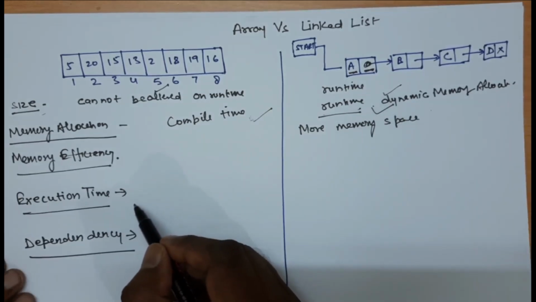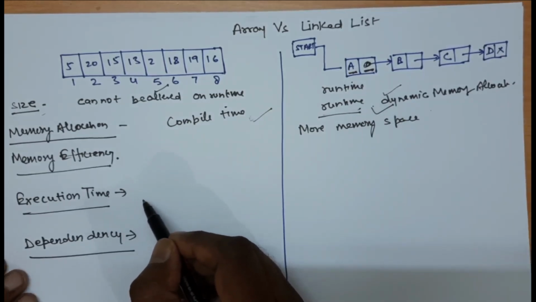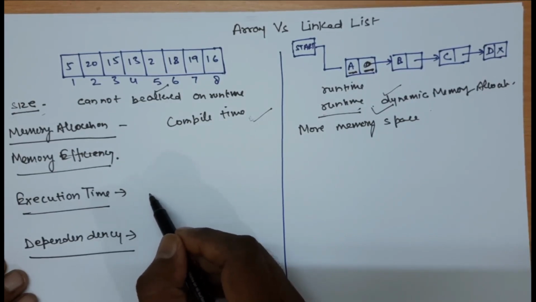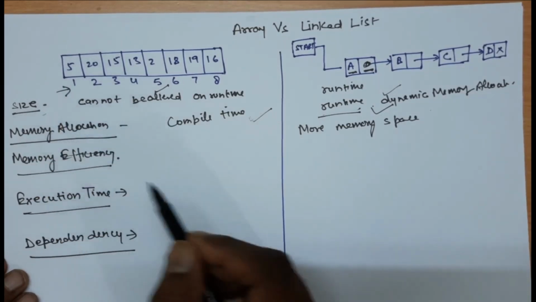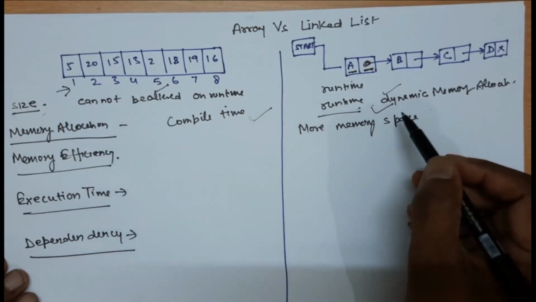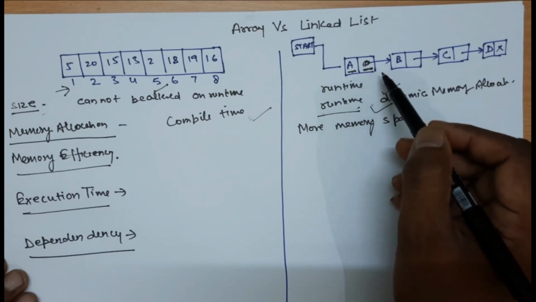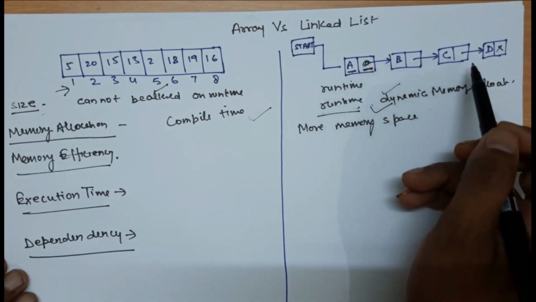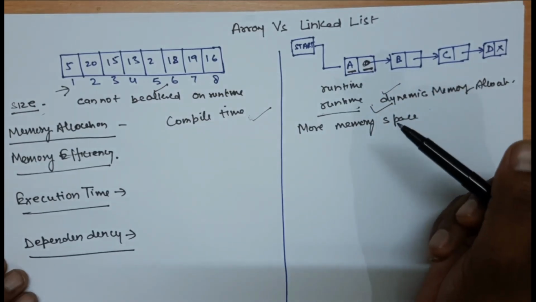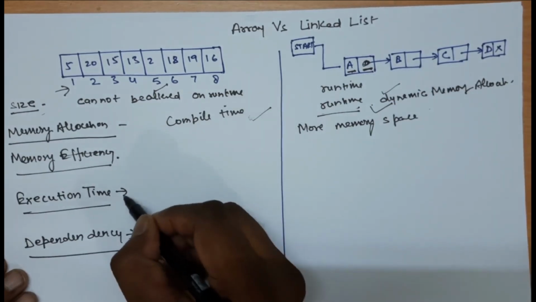Next, execution time. Any element in the array can be directly accessed with the help of its index. While in linked list, all the previous elements must be traversed to reach the desired element. We are talking about the execution time.